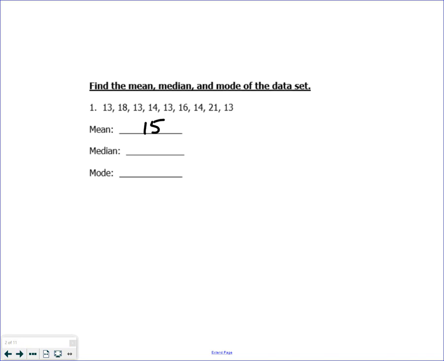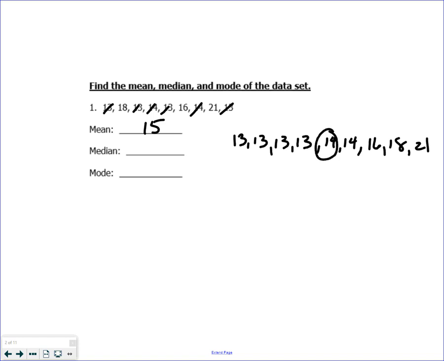You have to put them in order from smallest to largest. So 13, there's actually 4 of those. We'll talk about that in just a second. There's 2 14s, so 2 of those. A 16, an 18, and a 21. There's 9 total numbers, so 1, 2, 3, 4, 5. The 5th number is the middle number in between the whole data set. So the median is 14, the number in the middle.